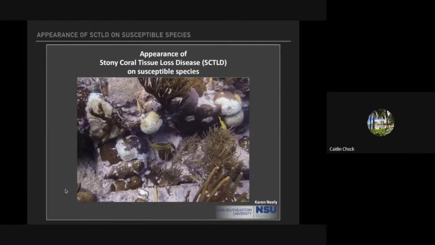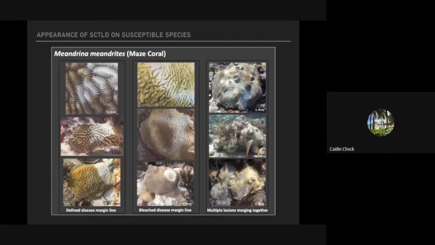So here are some examples of how this disease may look on our susceptible species. This was put together by one of the foremost researchers on this disease in Florida. Since none of us here in Utila have actually seen this disease in person, we have to rely on descriptions and photos from other places. So I can only give you kind of limited information about how it can look. And these are just some examples.